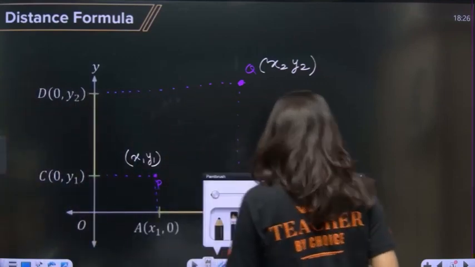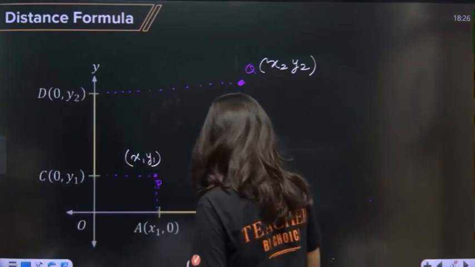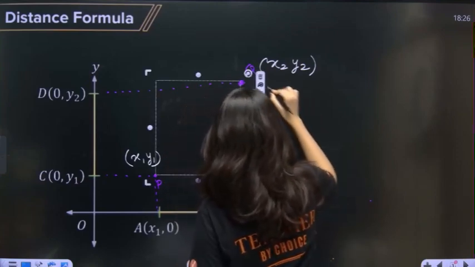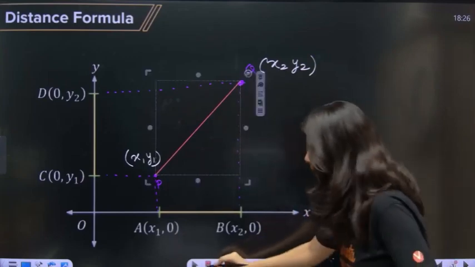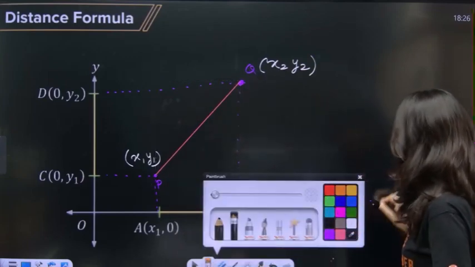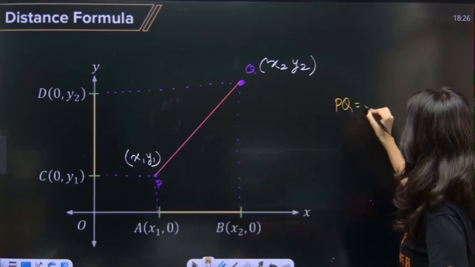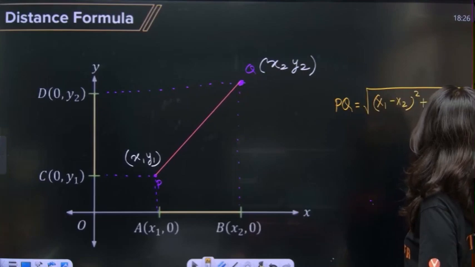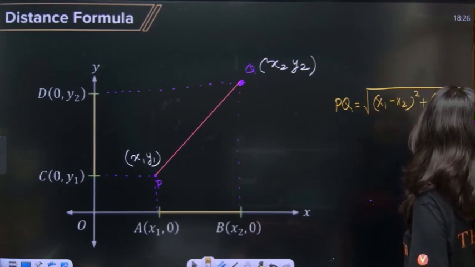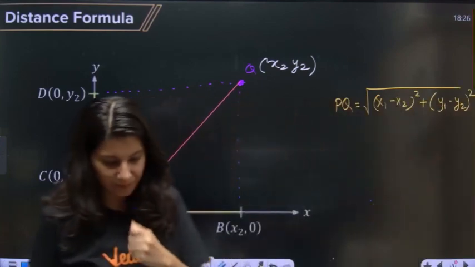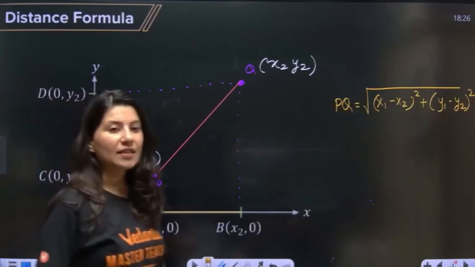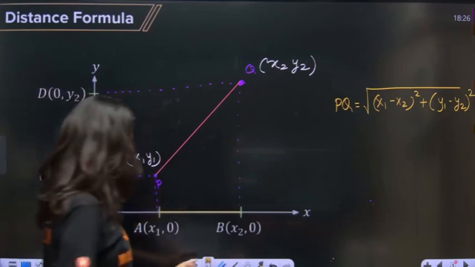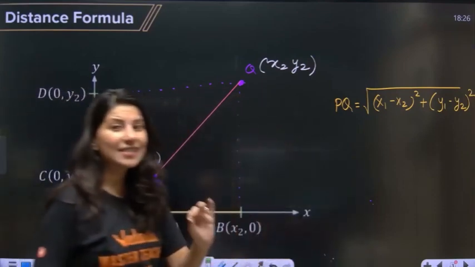Now, distance between P and Q. Can anybody tell me the distance between P and Q? We do have a formula, and I think everybody here is aware of it. PQ is the square root of (x1 minus x2) whole square plus (y1 minus y2) whole square. Everybody? But how do we get this formula? Let's understand the proof behind it.